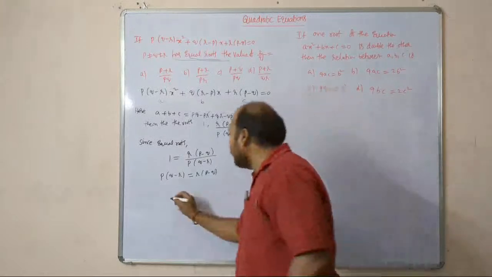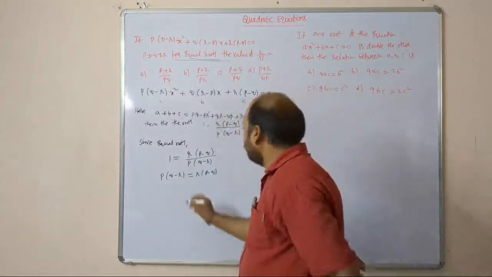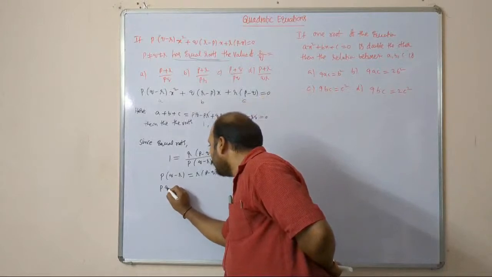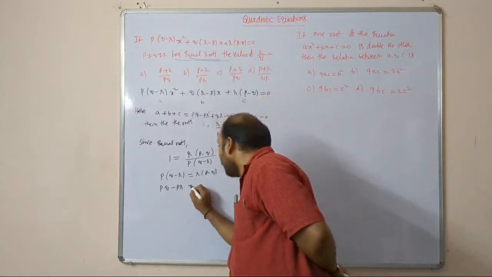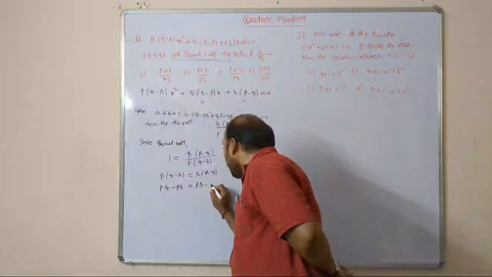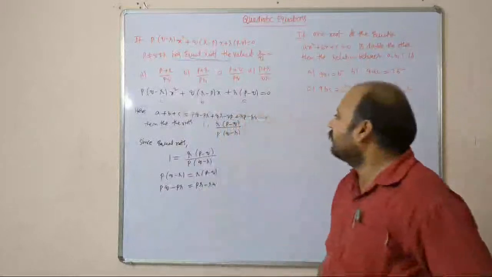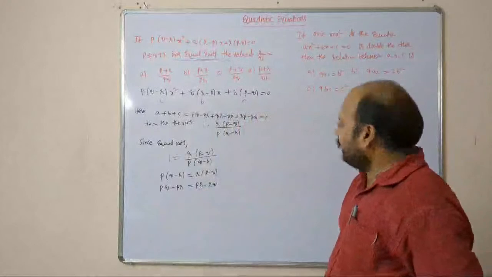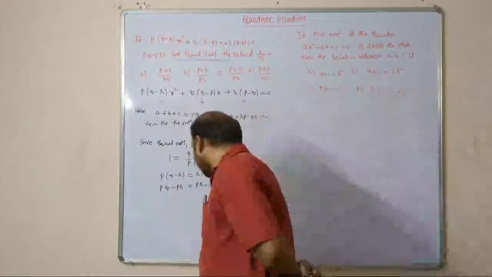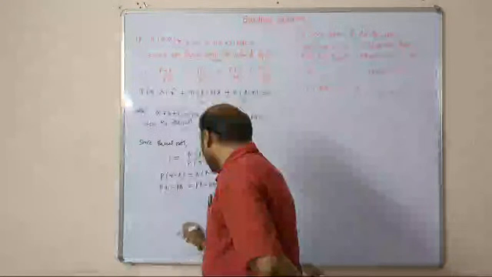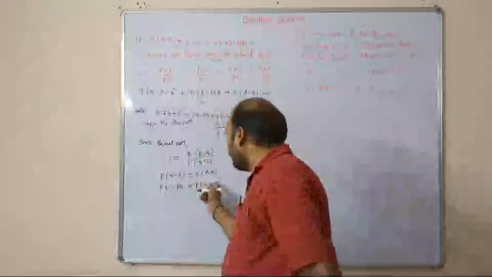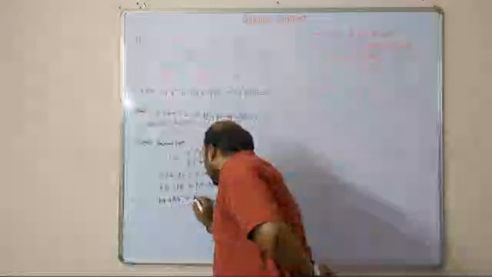Now we will find out the relation between them. So pq minus pr is equal to pr minus rq. From this, minus pr we can take this side, qr we can take this side: pq plus rq is equal to pr plus pr, 2pr. From these, taking q common, q into p plus r is equal to 2pr.